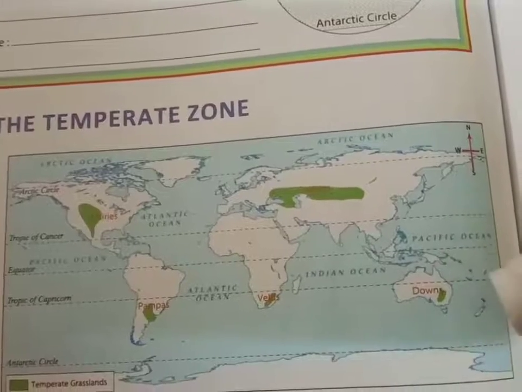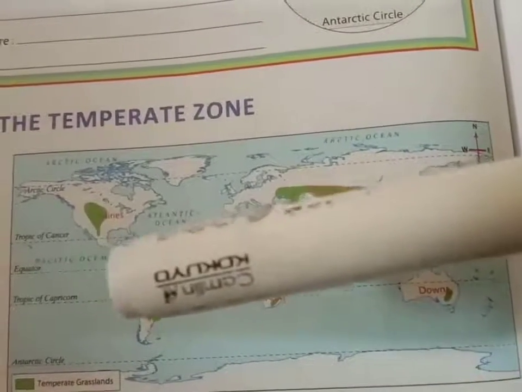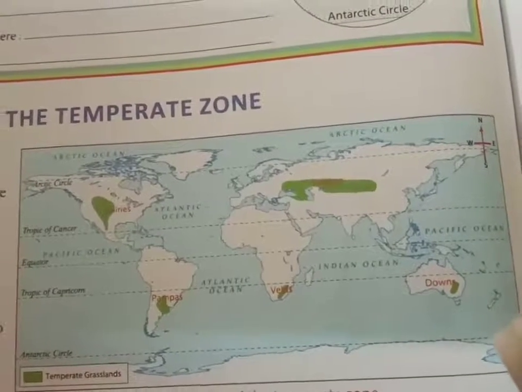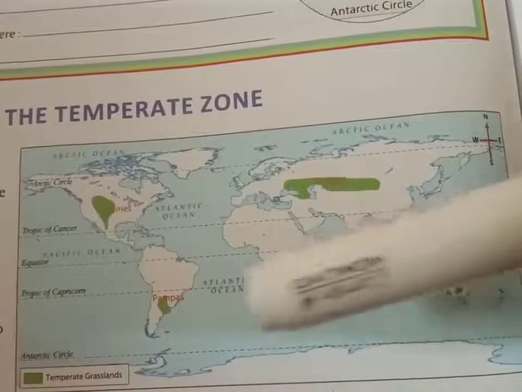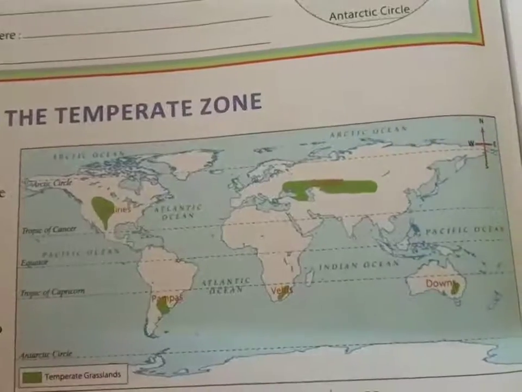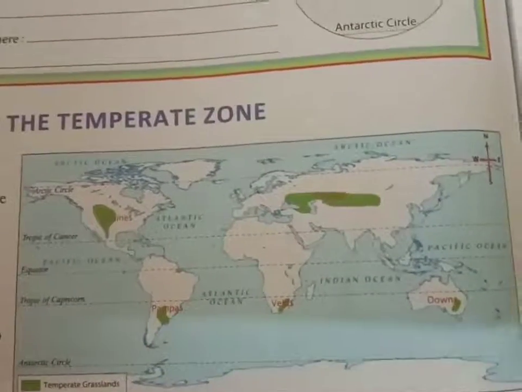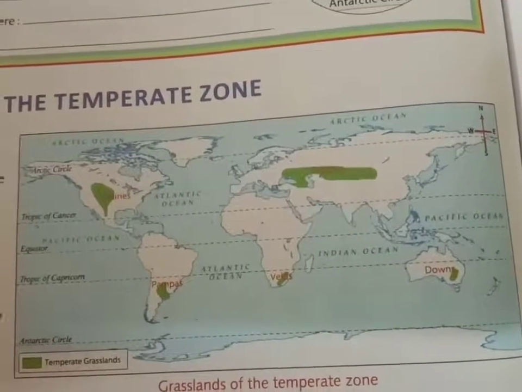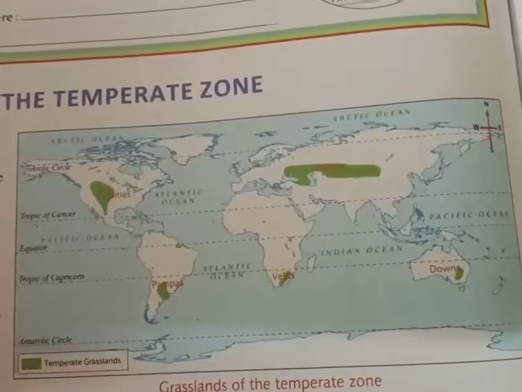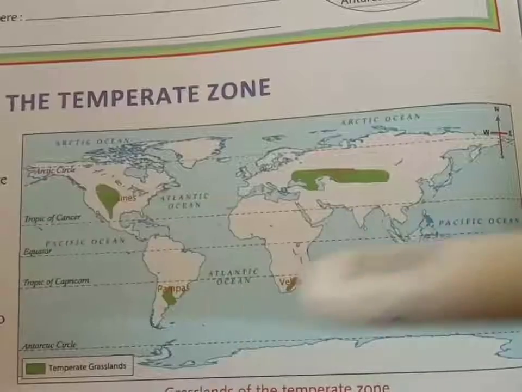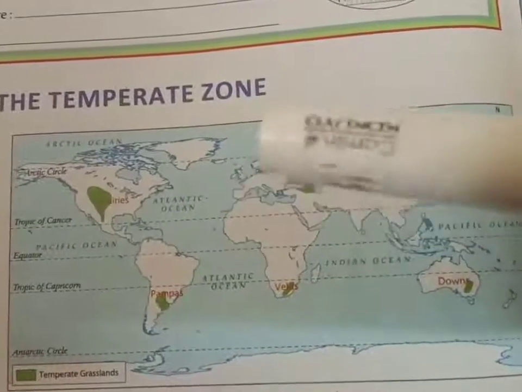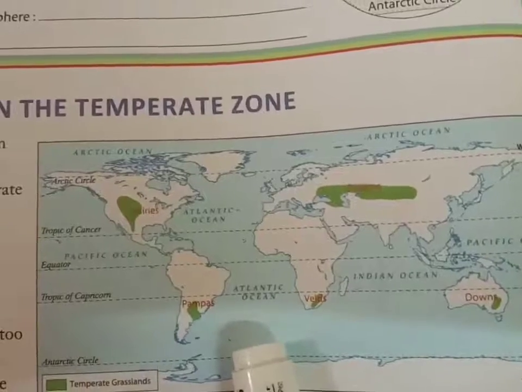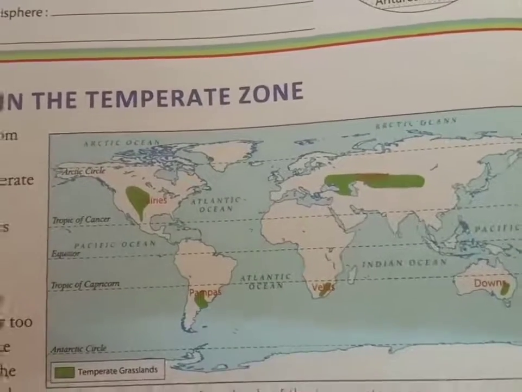Just like that, here you can see the Tropic of Capricorn. From the Tropic of Capricorn to the Antarctic Circle, this place is called the temperate zone of the southern hemisphere. Now in this temperate zone we are also going to read about the grasslands of the temperate zone. You can see this map, and I'm going to locate the important grasslands of the temperate zone.